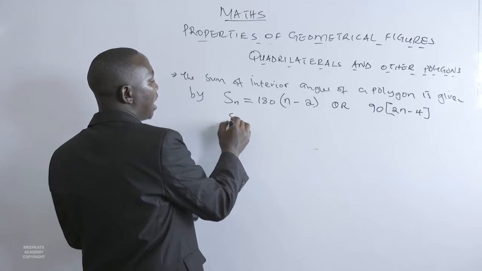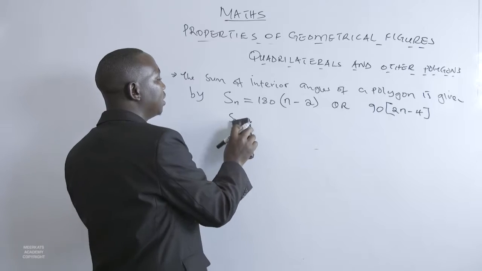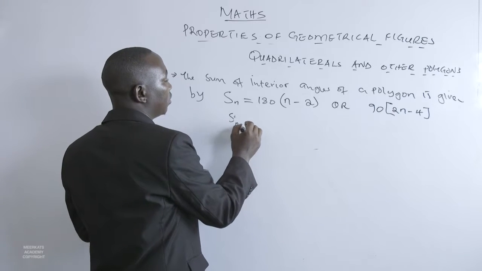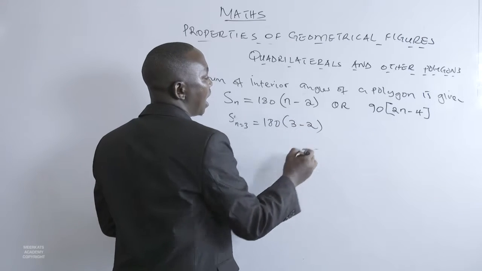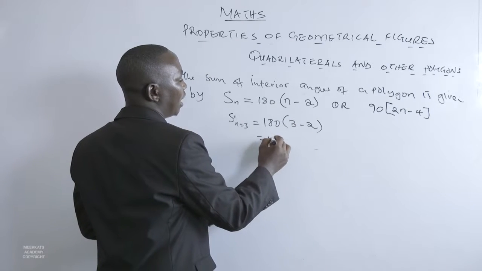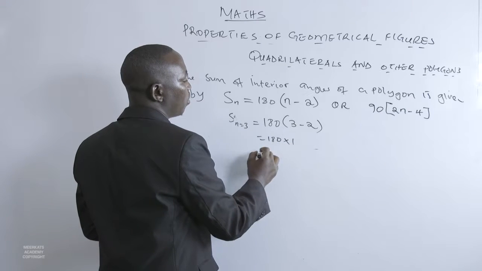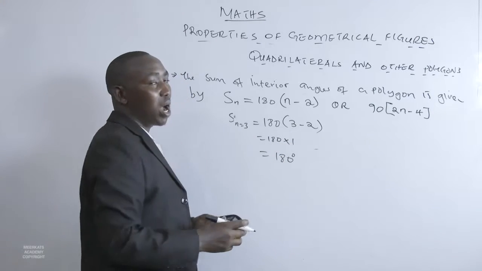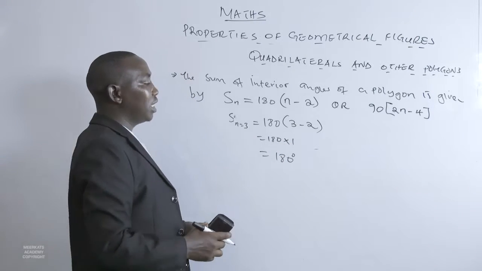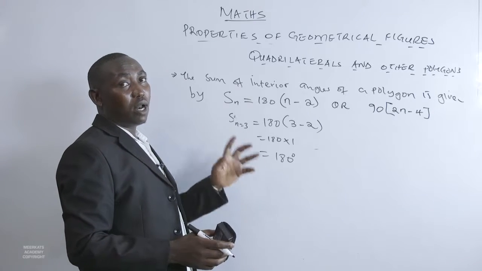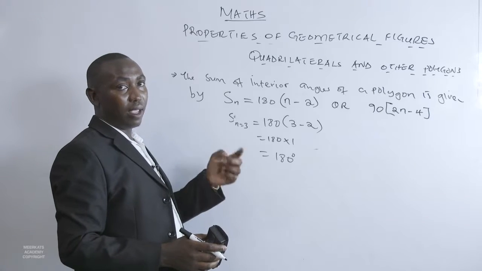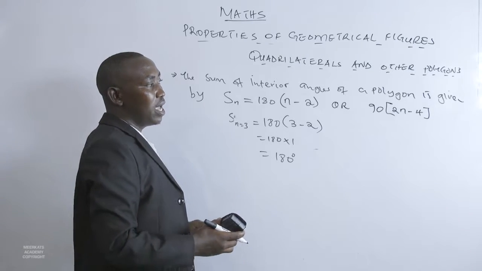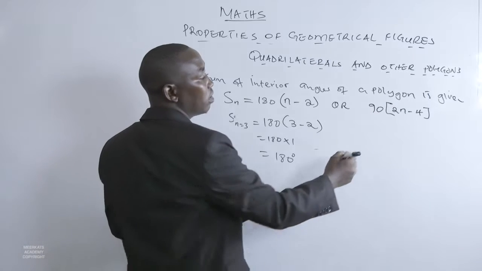So let's see. A triangle has got 3 sides, so n is equal to 3. So this will be 180 into 3 minus 2. 3 minus 2 is 1, and this will give us 180 degrees, which indeed is true, that a triangle has got 180 degrees inside or internally. Still, this formula is applicable.